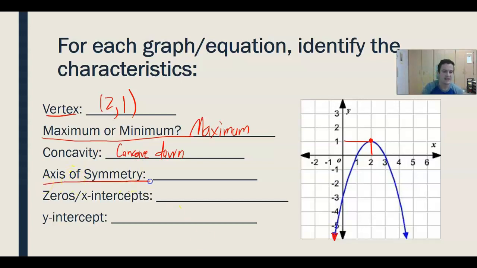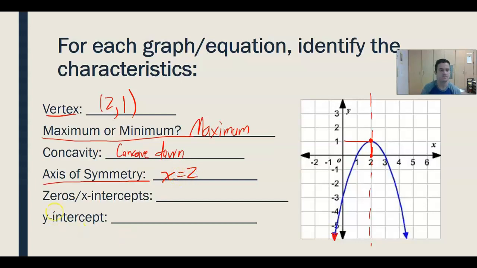Where is the axis of symmetry? Well, this line through the vertex, right there, is my axis of symmetry. That's at x equals 2. It crosses through 2 all the way down. So my axis of symmetry, or the line over which I could fold this parabola in half, is x equals 2.